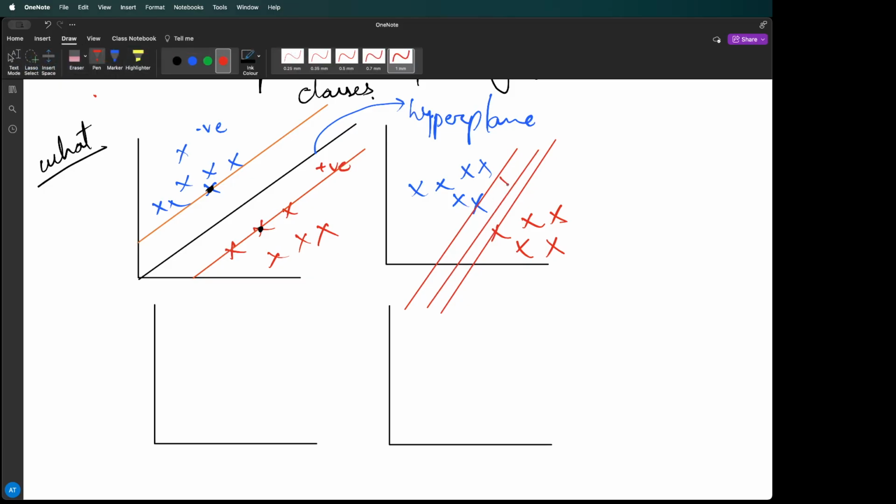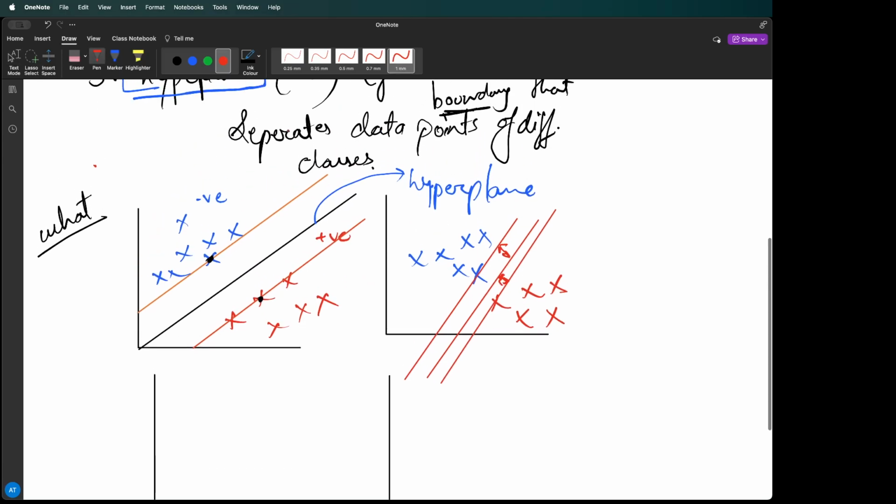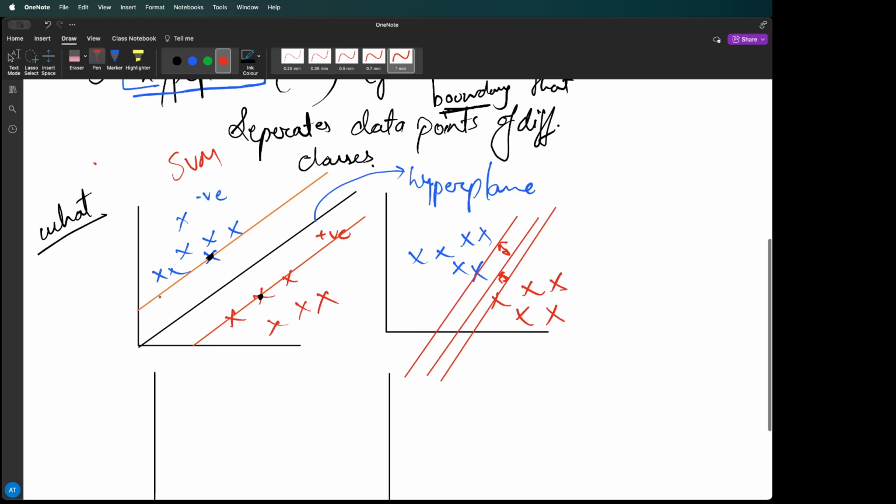The greater the distance between the margin and the hyperplane, the better your model is able to evaluate the difference between the classes. So what does SVM do? SVM gives you two extra margins. These are known as margins, this and this margin, for both of the classes, and it tries to maximize this distance. What is the maximum possible distance? We'll go into the mathematical terms also, but for the first basic thing, it tries to identify the maximum.